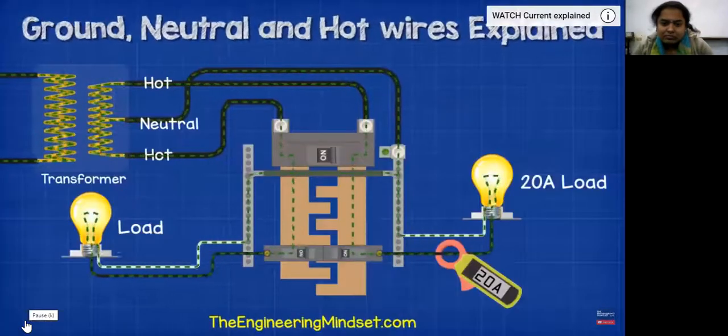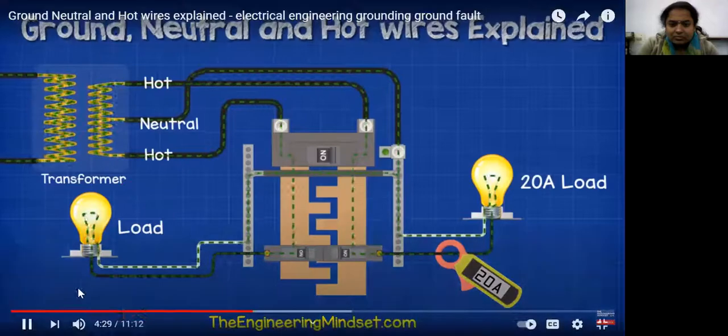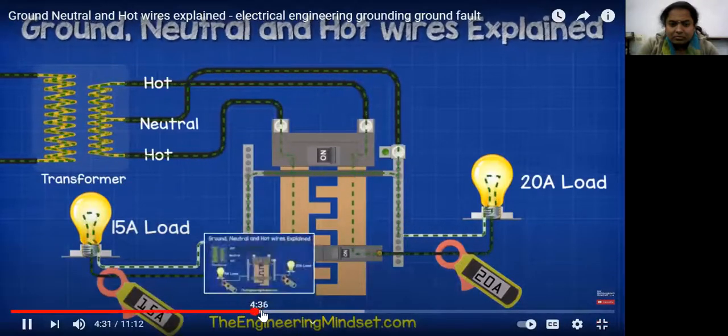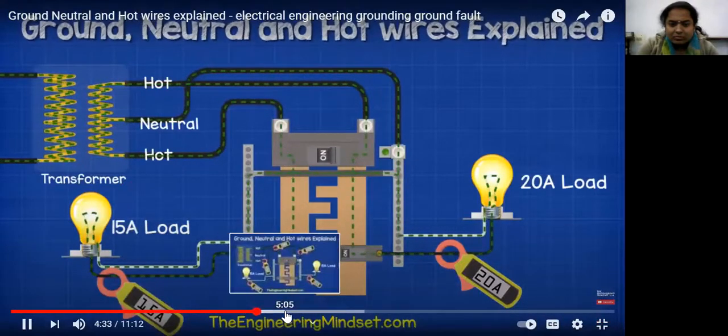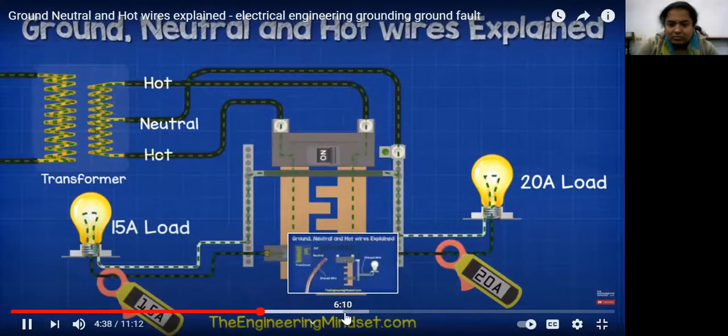Now, if we have another load on our other half of the coil, and the load is a different value, say for example, just 15 amps, then the neutral will only carry the difference between these two values back to the transformer or back to the electrical source.